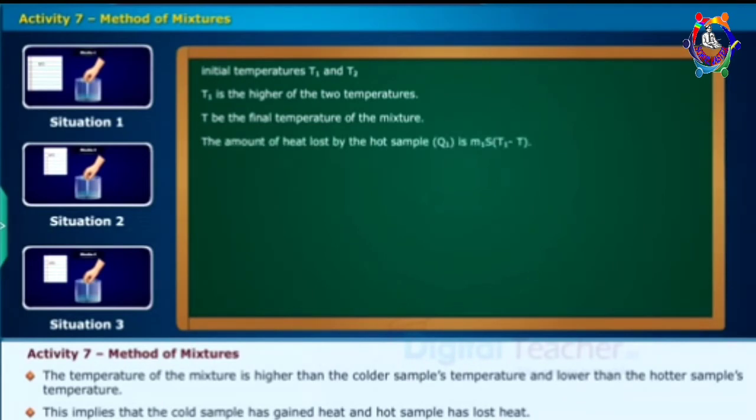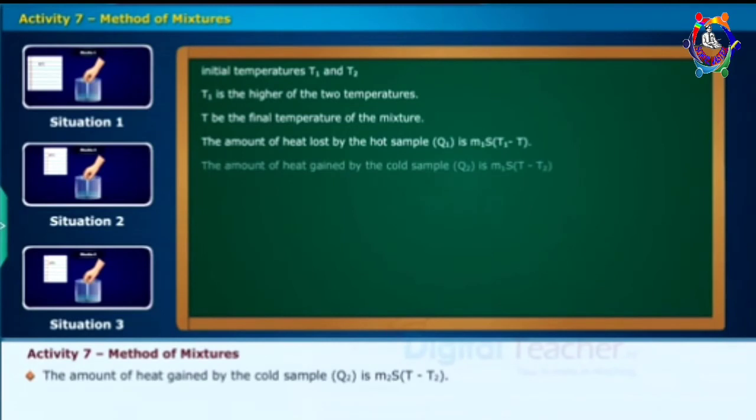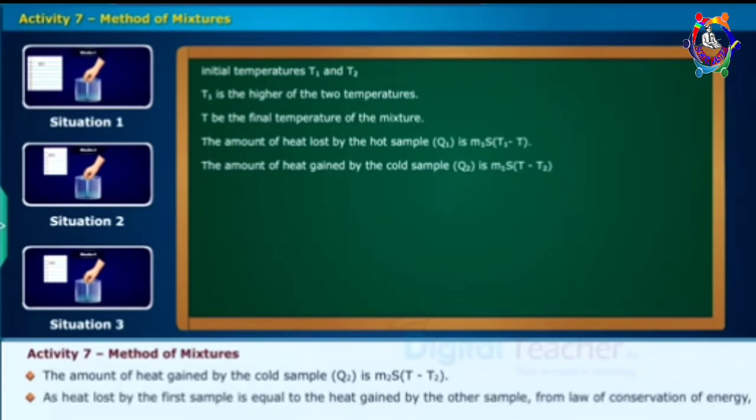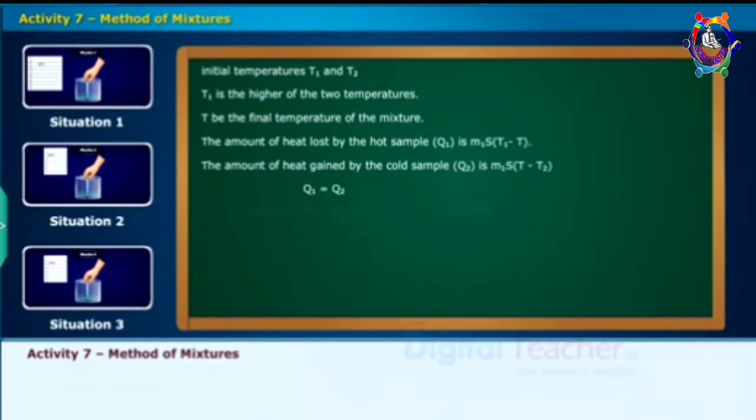The amount of heat lost by the hot sample, Q1, is M1S into (T1 minus T). The amount of heat gained by the cold sample, Q2, is M2S into (T minus T2). As heat lost by the first sample is equal to the heat gained by the other sample, from the law of conservation of energy, Q1 is equal to Q2. Then it can be written as M1S into (T1 minus T) is equal to M2S into (T minus T2).